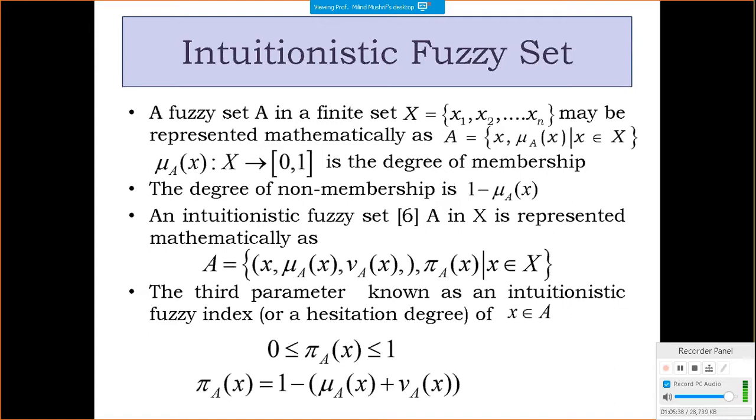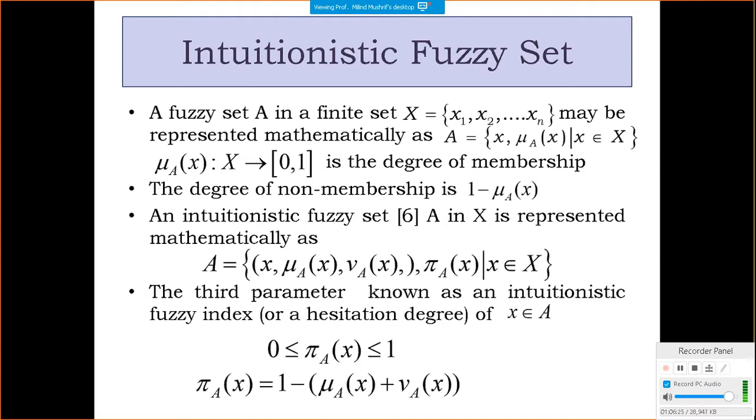So what about the others? There is a third opinion also: a set of people may say that they are undecided. We cannot decide whether a particular person is suitable for this job or not. We say that they are hesitant. So there is a third parameter called hesitance also: membership, non-membership, and hesitation. These are the three possibilities. So in intuitionistic fuzzy set theory, three types of memberships are considered: membership, non-membership, and the degree of hesitation.